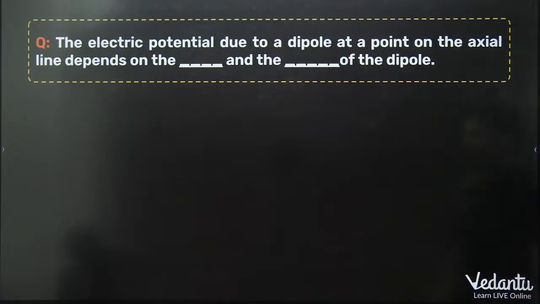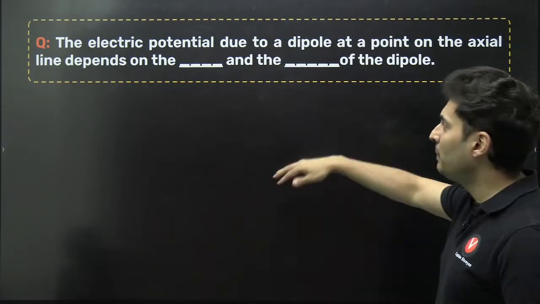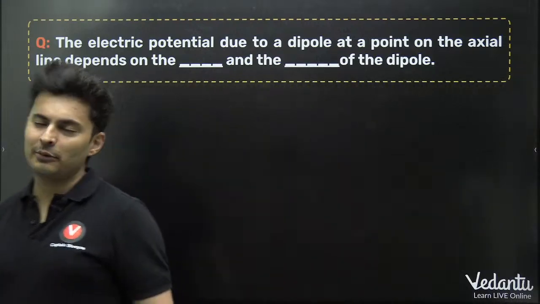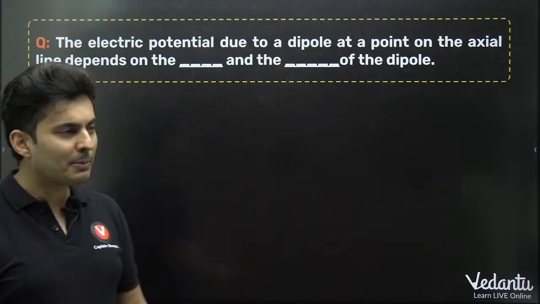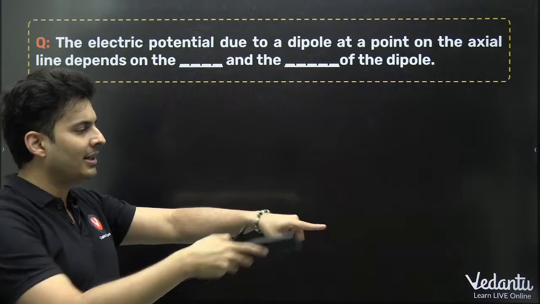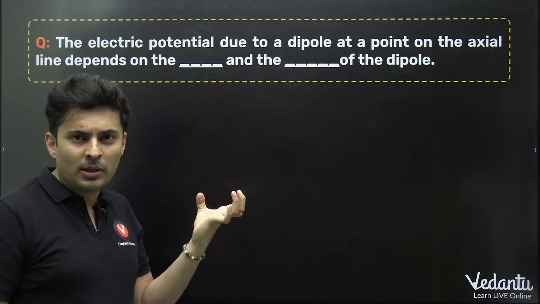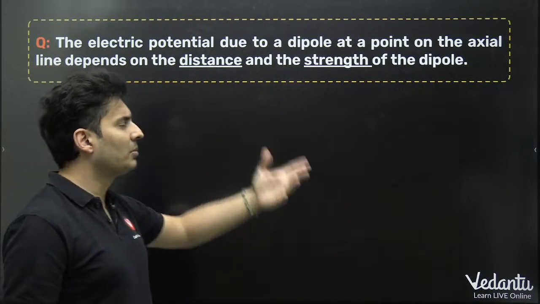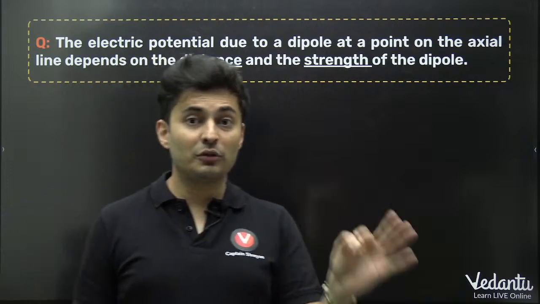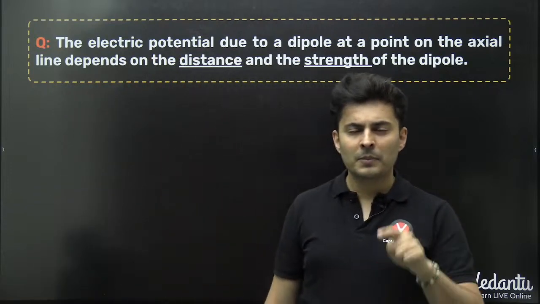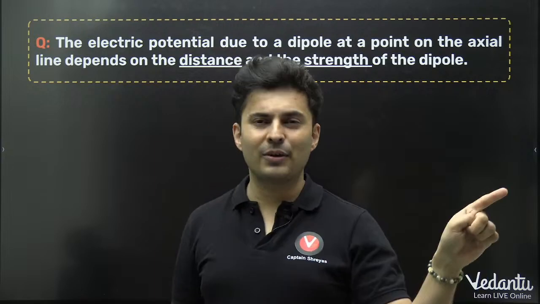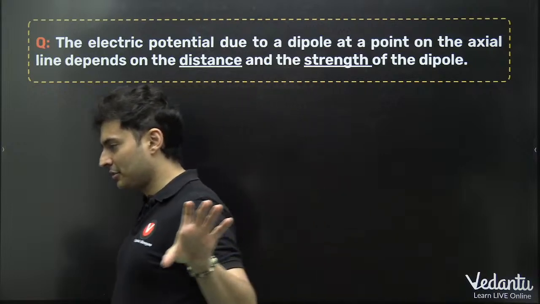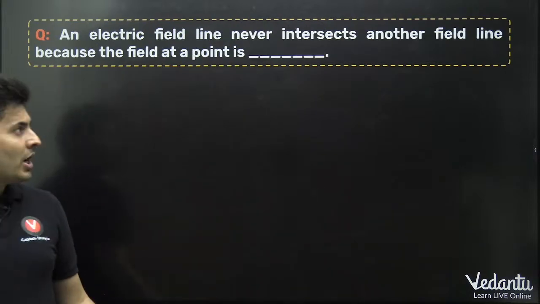Correct? Electric potential due to a dipole at a point on the axis depends on the dash and the dash of the dipole. Many things you can think of. Multiple answers can come over here. If you take an axial point, what does it depend on? The strength of the dipole, right? The distance from the dipole. So many things it can depend on. Yes, one of the options is distance and the strength, because the formula is only kp into 2 divided by x cube. So it depends on p, which is dipole strength. It depends on x, which means the distance. Right? Very good.